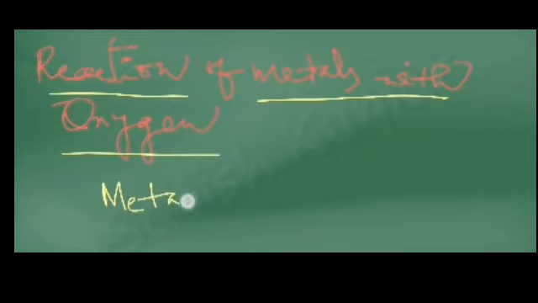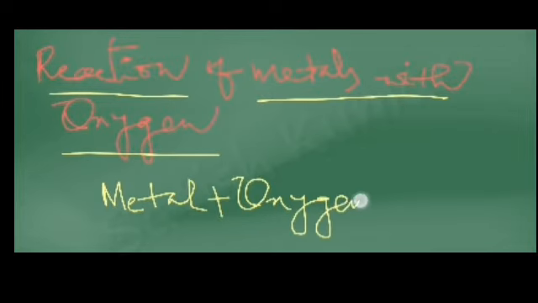Now, reaction of metals with oxygen. If a metal reacts with oxygen, the product will be the corresponding metal oxide.